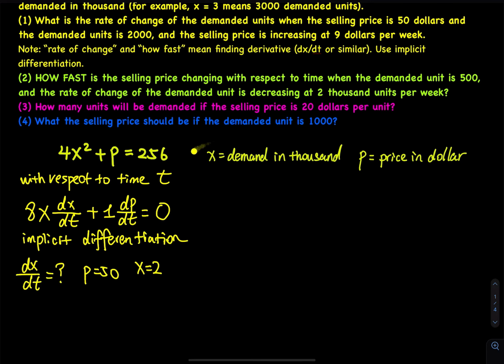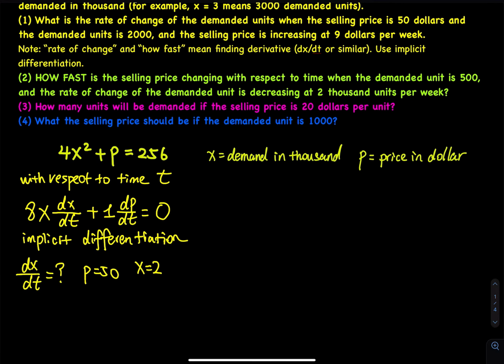Do you see this? The demand is in thousands. So if you say X equals 2, that means 2,000. You don't have to add the 3 zeros. The 2 is already in thousands. And then what else? The selling price is increasing. Read the first problem, the second sentence. The selling price is increasing. The word increasing is very important. That changes the whole game. It's increasing at $9 per week. So this is how I do it, the price.